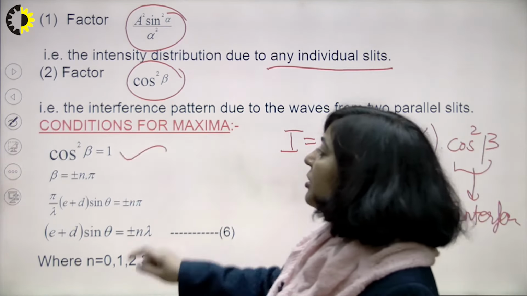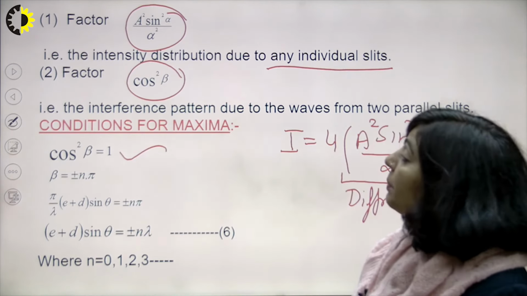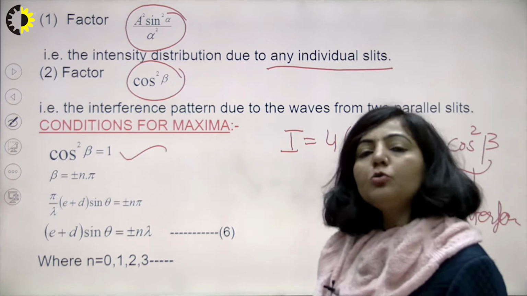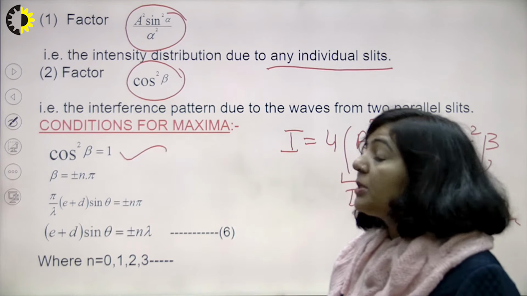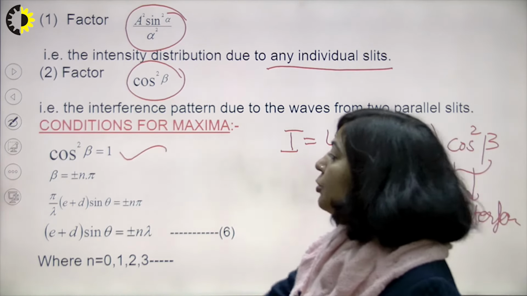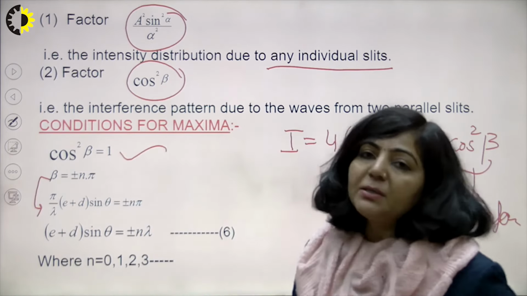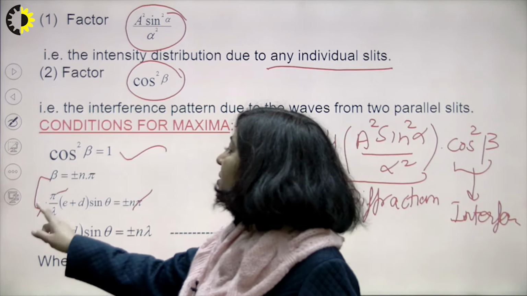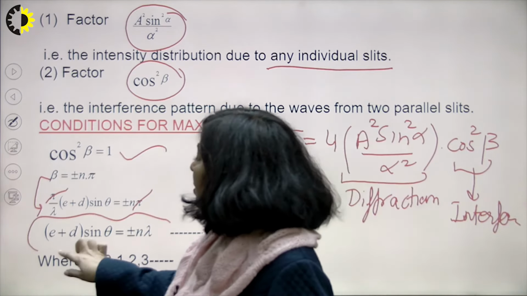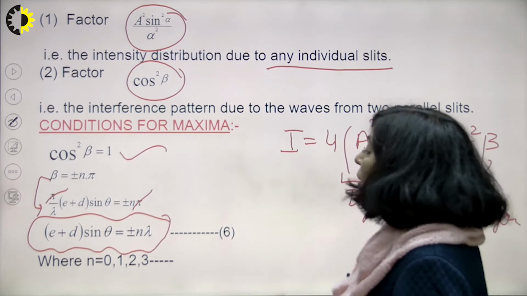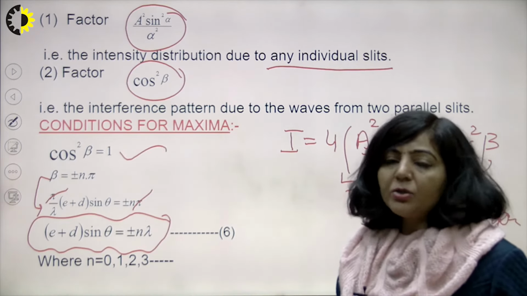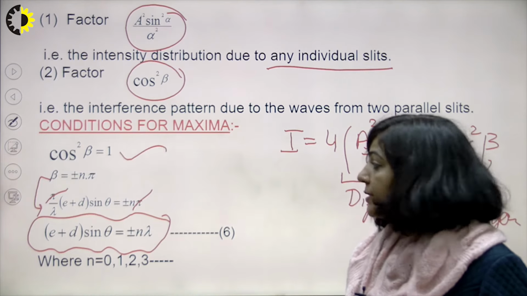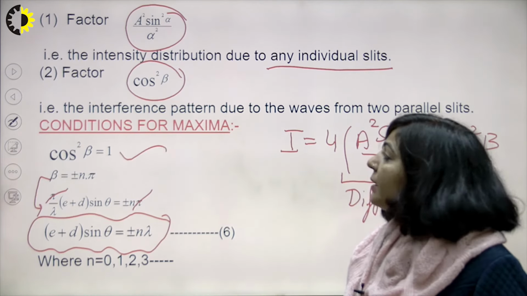So for maxima, cos square beta will be 1. Cos square beta equal to 1 means that beta is equal to plus minus n pi, because only for 0, pi, 2 pi, 3 pi, for all these values, cos square beta will be equal to 1. So I am substituting the value of beta: beta is pi by lambda into (e plus d) sin theta, equal to plus minus n pi for maxima. Pi will cancel, and the condition becomes (e plus d) sin theta equal to plus minus n lambda, where n takes all integer values 0, 1, 2, 3 and so on. So this is the condition of maxima according to the interference term.